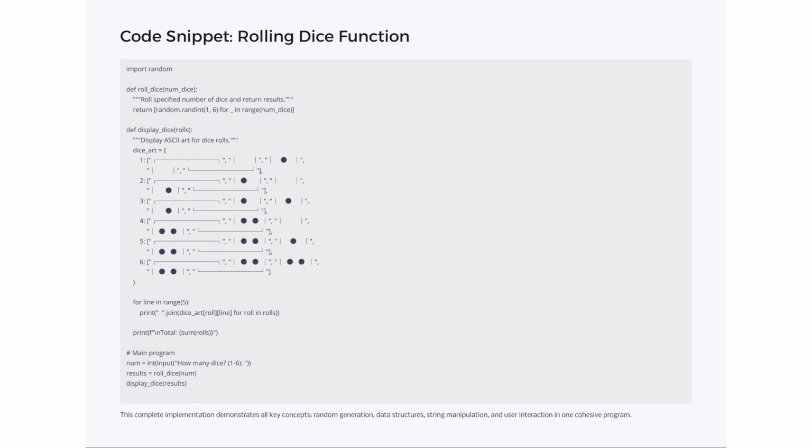The roll dice function uses random.randint to simulate dice rolls, returning a list of results. The display dice function maps these results to ASCII art, visually representing each die face. It also calculates and prints the total sum of the rolls, integrating user interaction and enhancing the gaming experience with visual feedback.